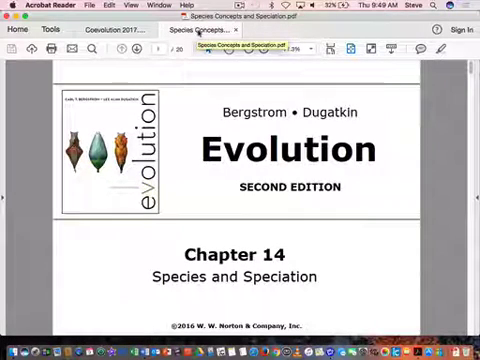So this is chapter 14, and I'm not going to spend a whole lot of time on what defines a species. There are lots of different concepts of what defines a species and how we determine those sorts of things. I don't want to spend a whole lot of time because we can get bogged down. But we're going to focus mostly on how new species evolve, right?